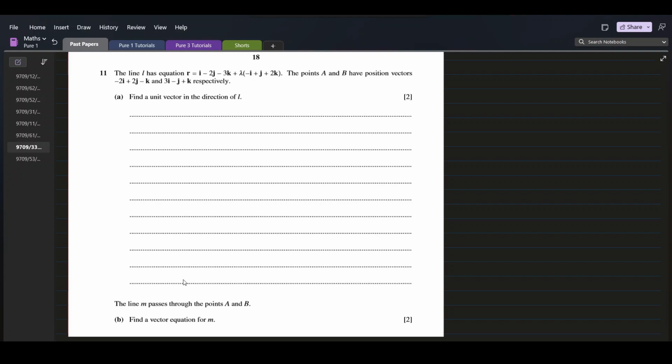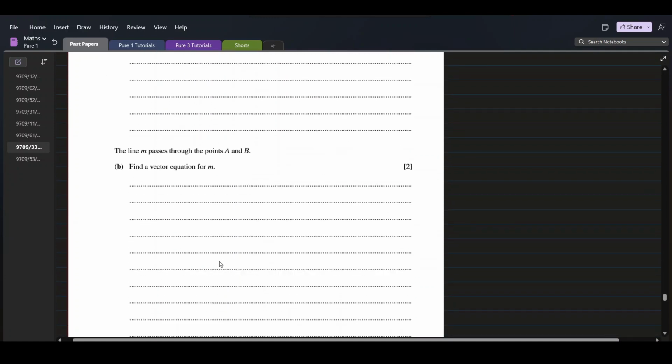Find a unit vector in the direction of L. Okay, so our direction vector for L is negative i plus j plus 2k. To get its unit vector, we have to divide the direction vector by its magnitude. So let's start by finding its magnitude, which is negative 1 squared plus 1 squared plus 2 squared, and that gives us root 6. So that means our unit vector for the direction of L is 1 over root 6 times negative i plus j plus 2k, and that's our final answer.